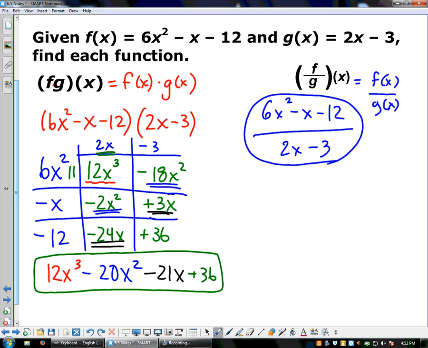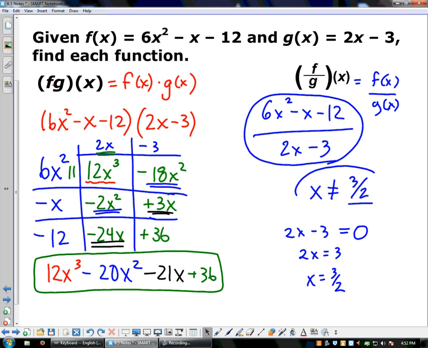And then if we do want to say what the x value cannot equal, so x cannot equal what in this? Well, we can't have 2x minus 3 equaling 0, so let's solve that equation. Let's add 3 to both sides. We get 2x equals 3. Divide by 2, we get x equals 3 halves. So that's the value that has to get tossed out of the domain. So our answer is here, and x cannot equal 3 halves.